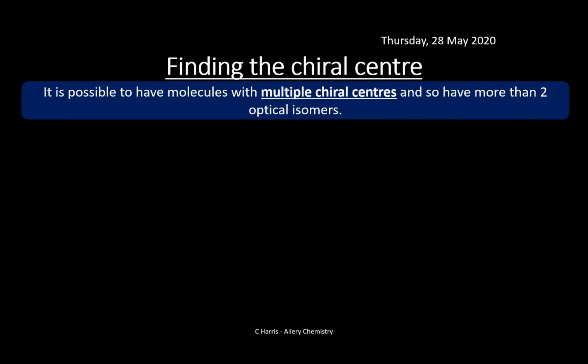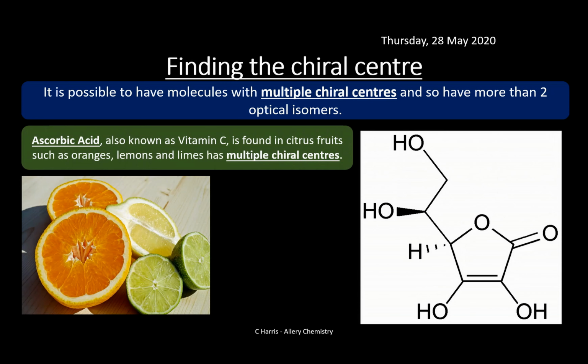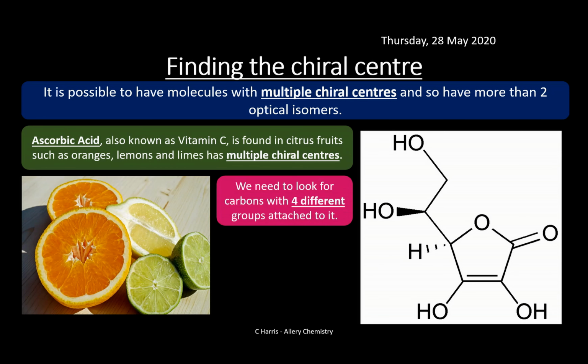Right, so it is possible to have molecules with loads of chiral centers, so you can have more than 2 optical isomers in the same compound. Let's have a look at an example here. Ascorbic acid is known as vitamin C, and it's found in citrus fruits such as oranges, lemons, limes, etc. It has loads of chiral centers. So what you need to be able to do is look at a molecule like this and spot all the different chiral centers in it. Remember, a chiral center is where you've got a carbon with 4 different functional groups surrounding it. So we need to look for carbons with 4 different groups attached to it.